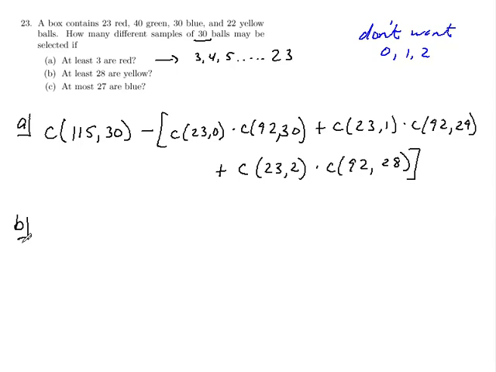Part B says, how many ways can we get at least 28 yellow? Well, looking at the list, there's only 22 yellow to start with. Well, I have no way to get 28, 29, or 30 yellow, so the answer is 0.